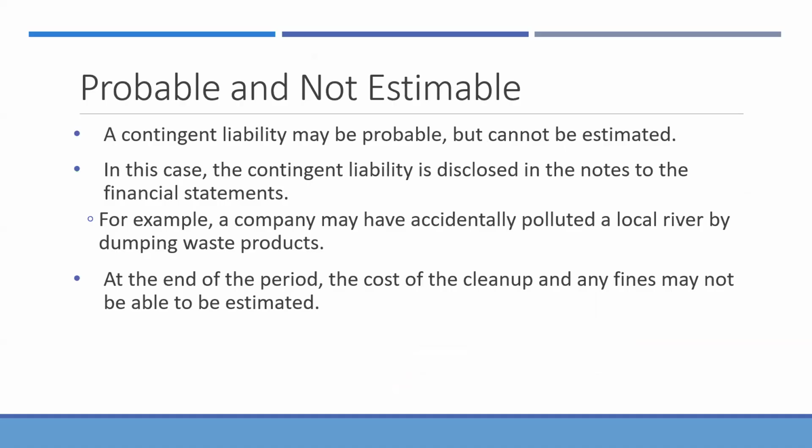So for example, an oil spill or a dumping into a local river: at the end of the period, the cost of cleanup is not able to be estimated for this particular liability. They don't know how much it's going to cost to clean up the river, but they do have to disclose that they know that they're probably going to have to, and that's an expense investors should know about that's going to happen at some point in the future. And the politics of being able to estimate or not can be quite fun.